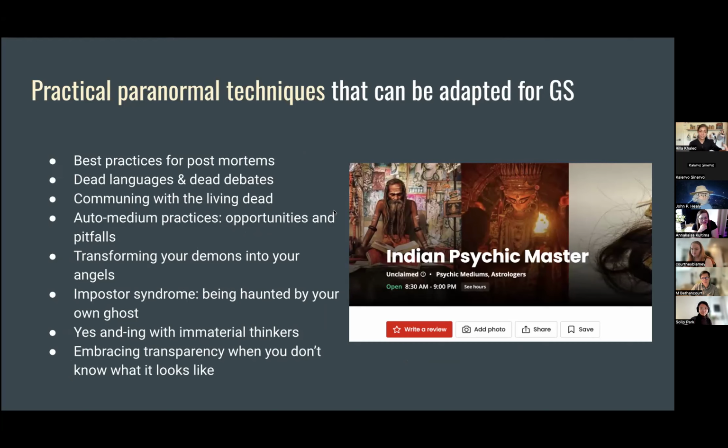But these are some of the techniques that he introduced to us that we think could be appropriated to game studies. One of these is best practices for post-mortems. So the thing that he pointed out is that post-mortems, we showed him what game industry post-mortems looked like, and he was just appalled.